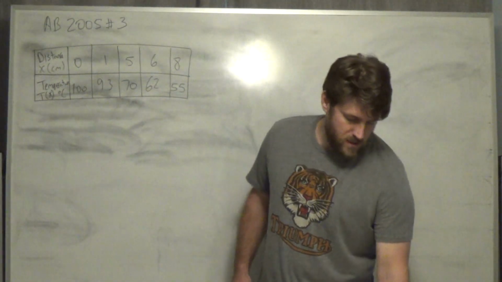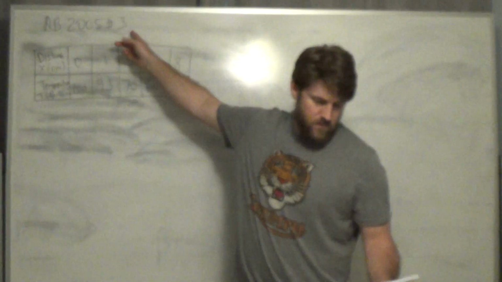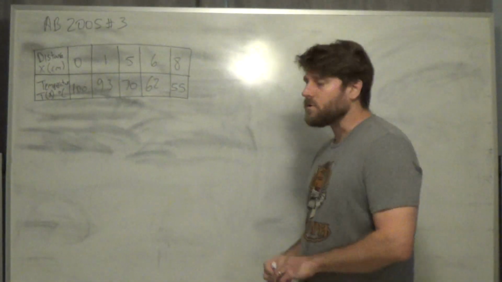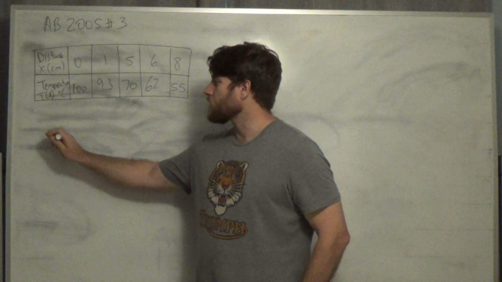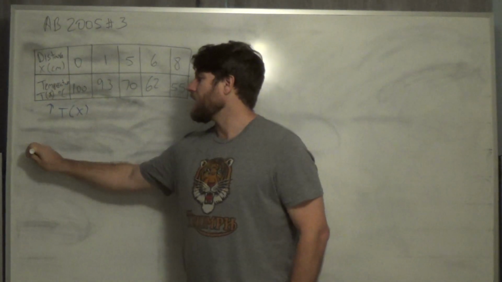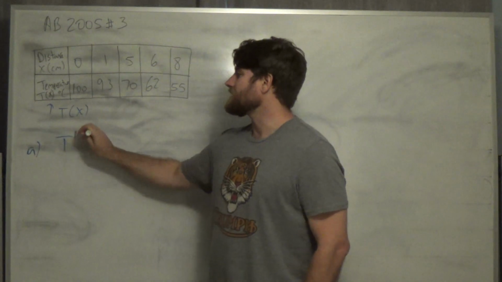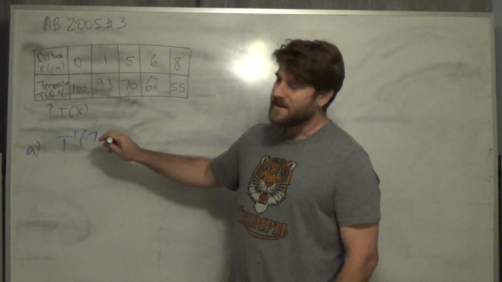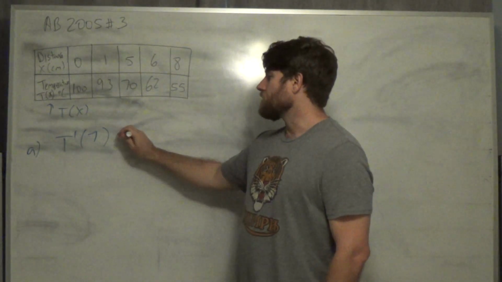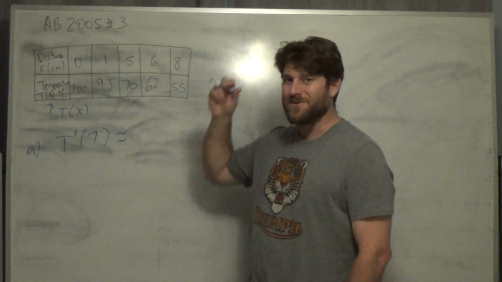So we're going to do question 3, and we're going to do part A. Now, part A is the same part A that I told you was going to happen over and over again. We have a chart of T of x, and for part A, they ask you to estimate T prime 7. Now, they don't want the real answer, they want you to estimate it.